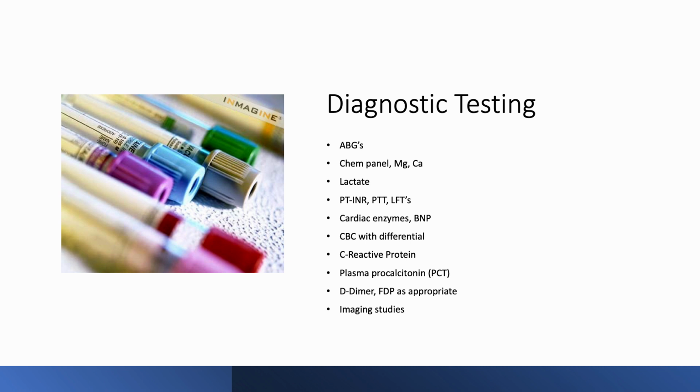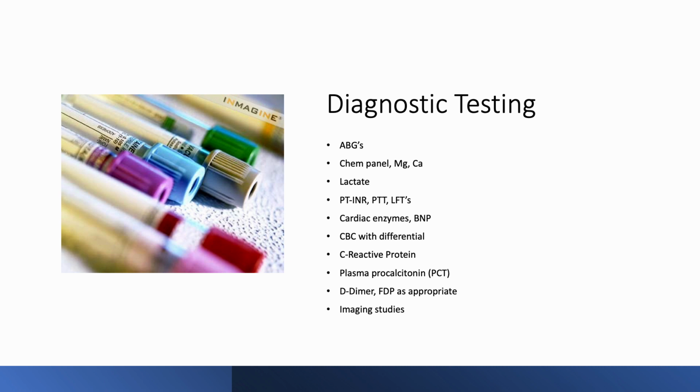Liver function tests also to evaluate your liver involvement or failure. You want to check for cardiac enzymes and BNP to assess for myocardial injury or heart failure. A complete blood count with differential to assess for infection, anemia, or thrombocytopenia. A C-reactive protein, which is a marker of inflammation. Plasma procalcitonin helps identify bacterial infection and sepsis severity.